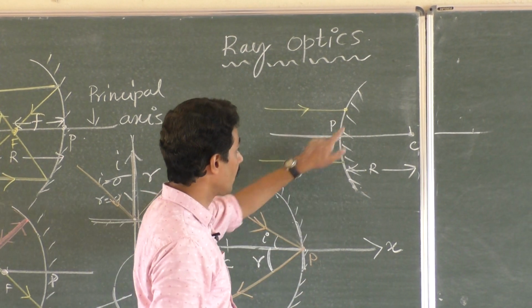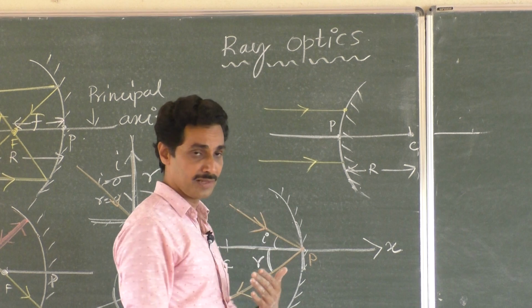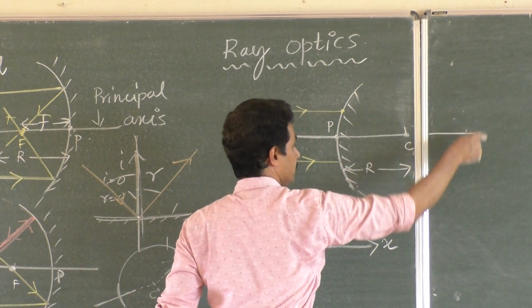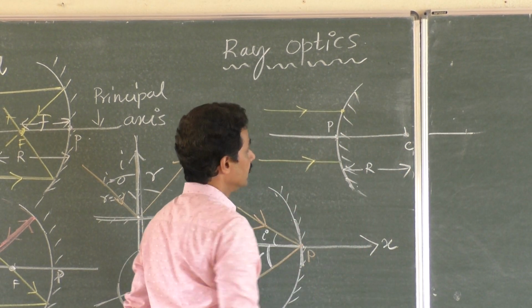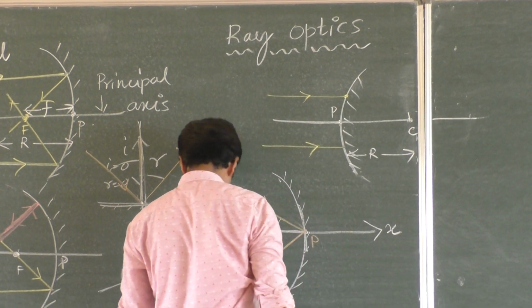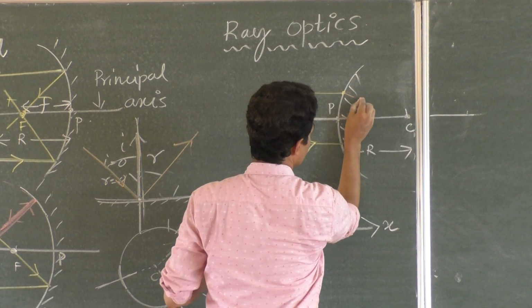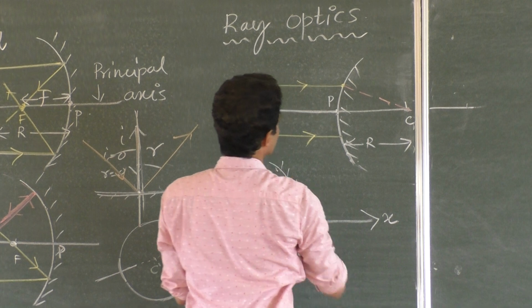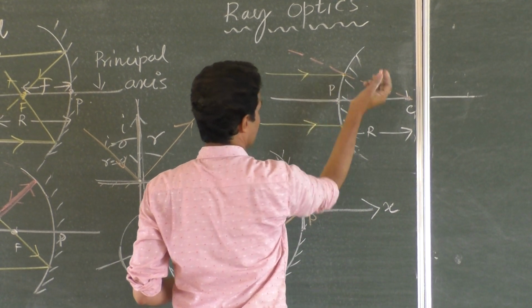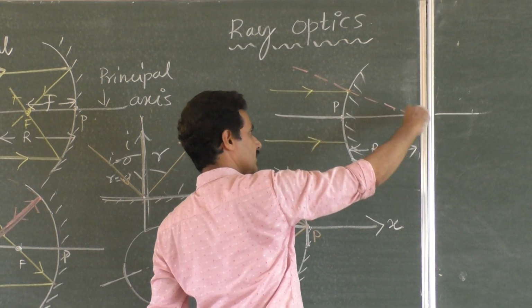Sir, how to draw a normal here? Again, the same rule. If this is a part of a sphere, it will have a center. Join this point and the center. This should be the normal here. This line is the normal here. So this is the normal because it passes through the center.